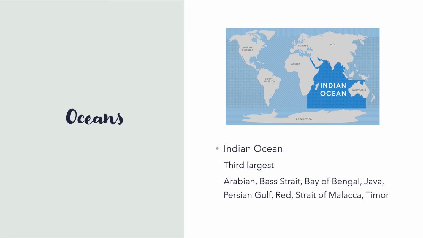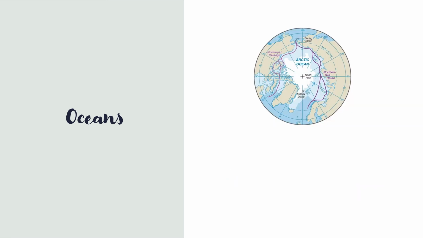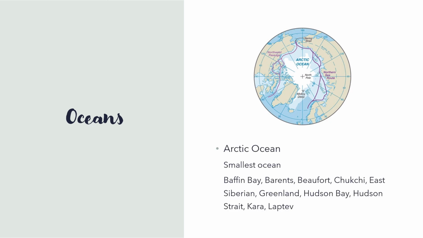And it includes the Arabian Sea, the Bass Strait, Bay of Bengal, Java Sea, Persian Gulf, Red Sea, Strait of Malacca, Timor Sea, and other tributaries. And then we have the Arctic Ocean, which is the smallest of the world's oceans. And it includes the Baffin Bay, Barents Sea, Beaufort Sea, Chukchi Sea, East Siberian Sea, the Greenland Sea, Hudson Bay, Hudson Strait, Kara Sea, Laptev Sea, and other tributary water bodies.